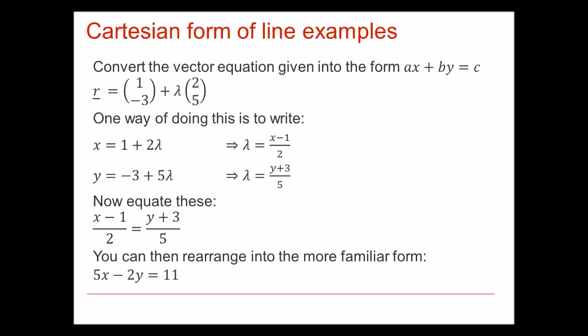If we continue to try and put it into the y equals mx plus c form that you may be more familiar with as the equation of a straight line, then you would get that y equals 5 over 2 x minus 11 over 2. And then you will notice that m equals 5 over 2, or in other words, d2 over d1 from the vector equation.